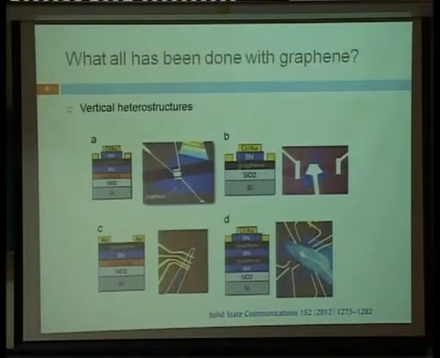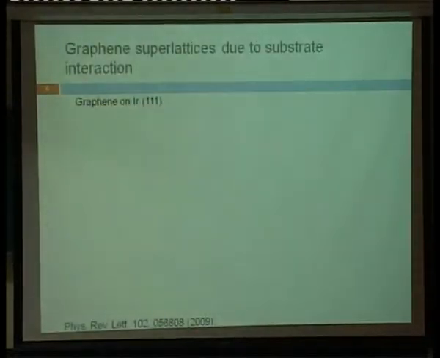But these are through the plane of graphene, and that's something I want to distinguish from the kind of devices that I will be talking about. People have been doing these kinds of measurements, and there are lots more coming through. I want to distinguish these from superlattices which are lateral. In the plane of graphene, there is some interesting physics that is accessible.